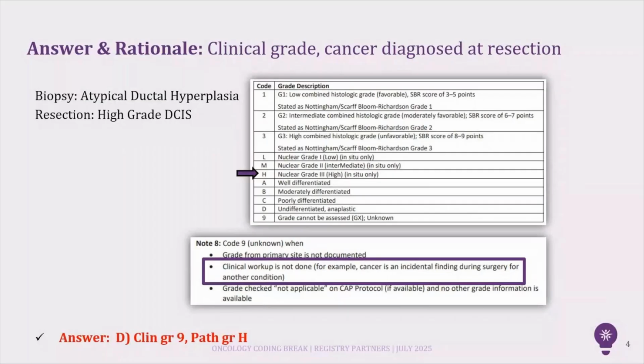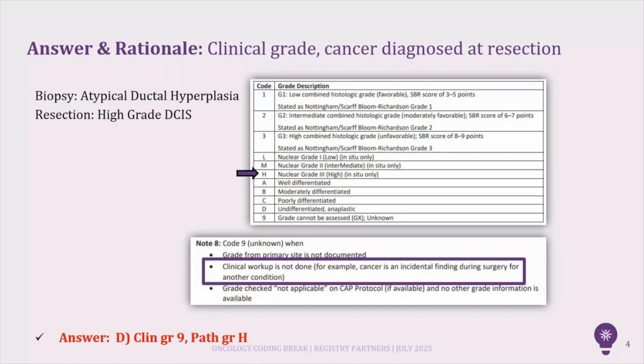So here's a snip of that breast grading table. So we can code H for high grade per the path report. So note that we can only use L, M, and H for in situ tumors, and you'll see that here on that table. So the answer was D, clinical grade 9, pathological grade H. Great job.